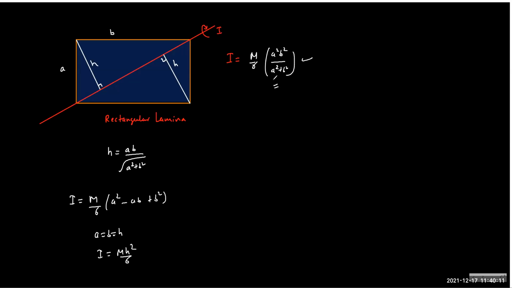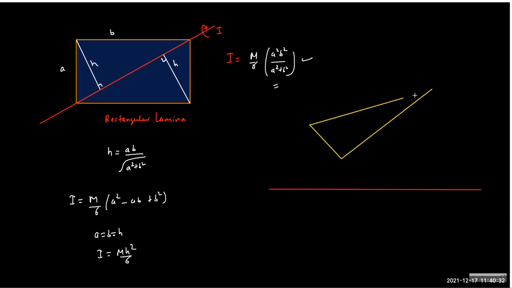Okay, so now I'll give you a very generalized formula. Let's say I create any random triangle. You just create a random triangle in a plane. This triangle lies in the same plane as the axis, let's say.